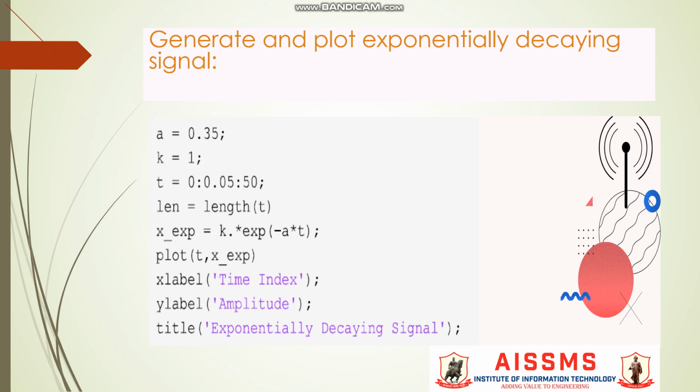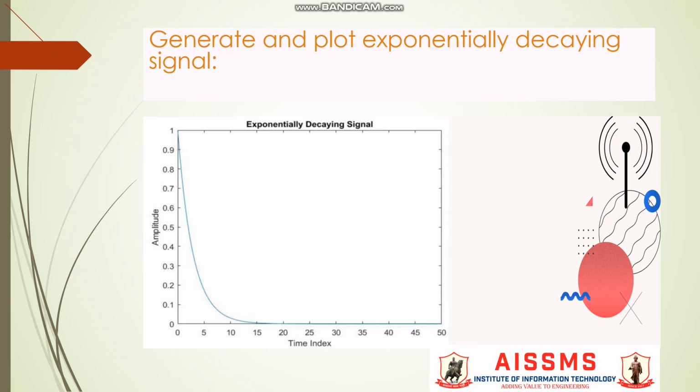Here we are inputting the value of a and k. We can make the program user friendly by taking input from the user. The MATLAB command in line number 4, that is len is equal to length t is equivalent to maximum size of t, which is 50 in our case. The exponential signal is defined in the next line, and the signal is plotted with proper X label, Y label and title. We see that the plot of the signal is an exponentially decaying signal, which is a bounded signal.